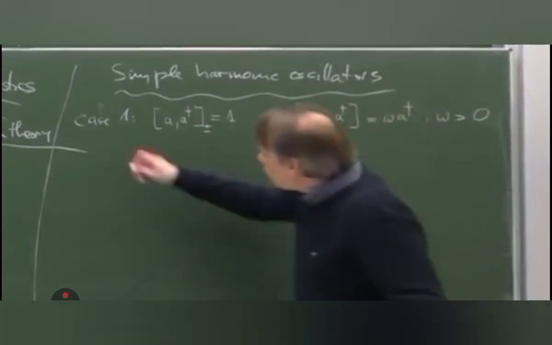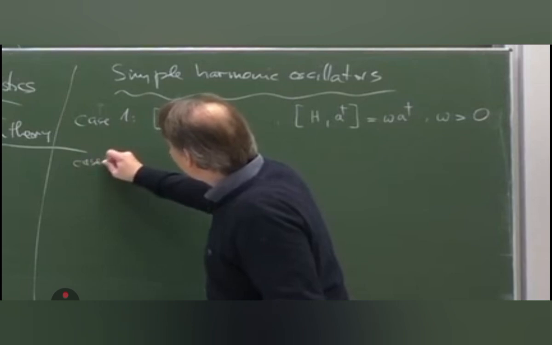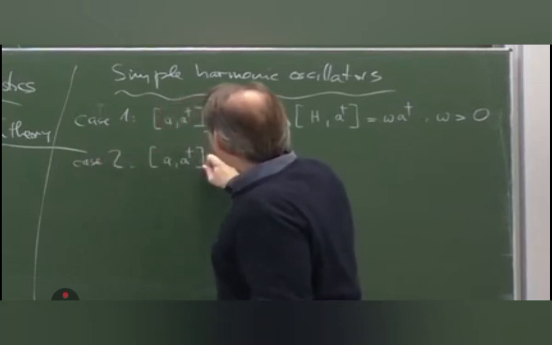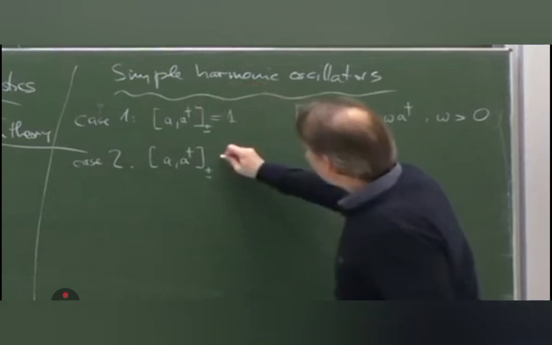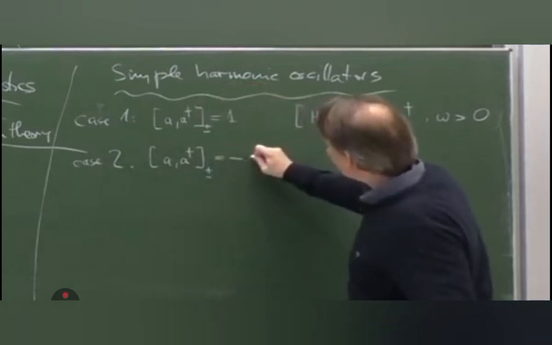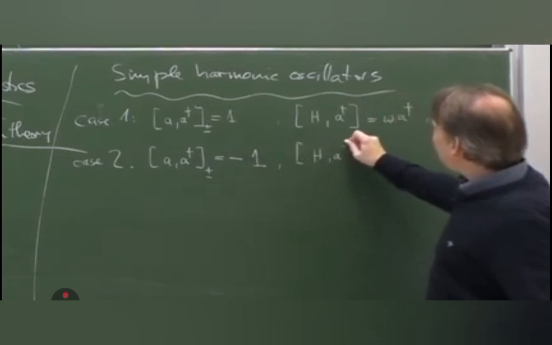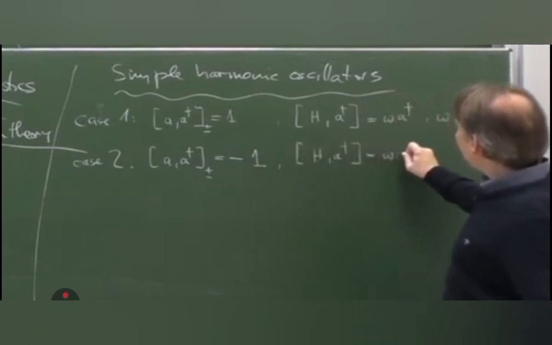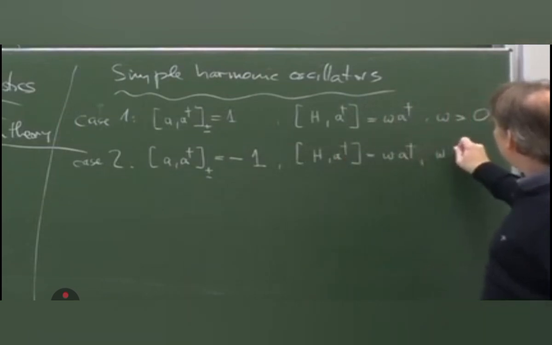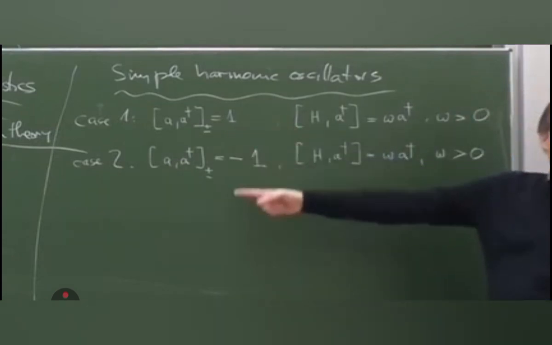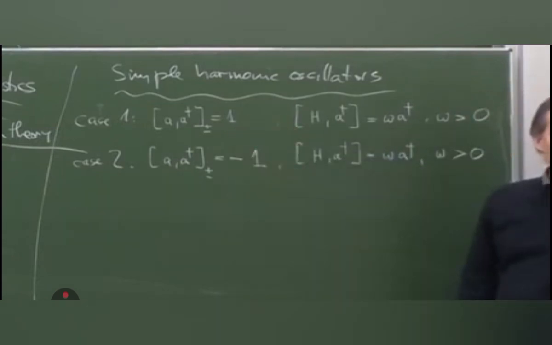Case 2. A with A dagger, plus or minus, is now -1, but H with A dagger is still omega A dagger, with omega bigger than 0. Okay, so we flip the sign in one of them. What happens?